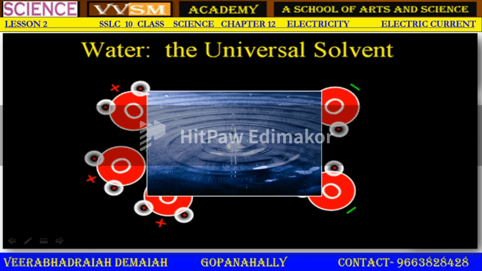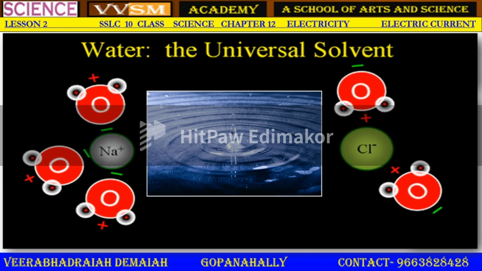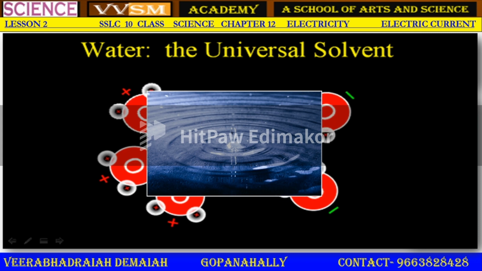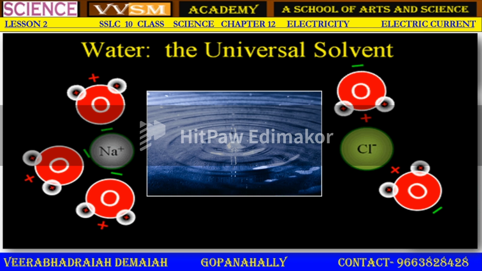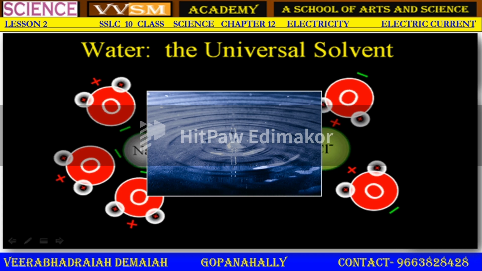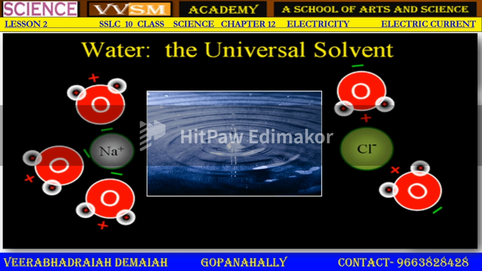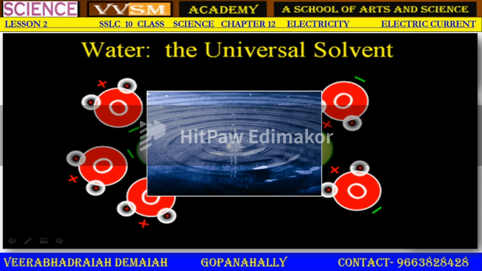This is lesson 2. Welcome to VVSMA Academy. Our topic today is how the electrolytes move in the electrolytic solution and how the electric current is correlated with the electrolytes.